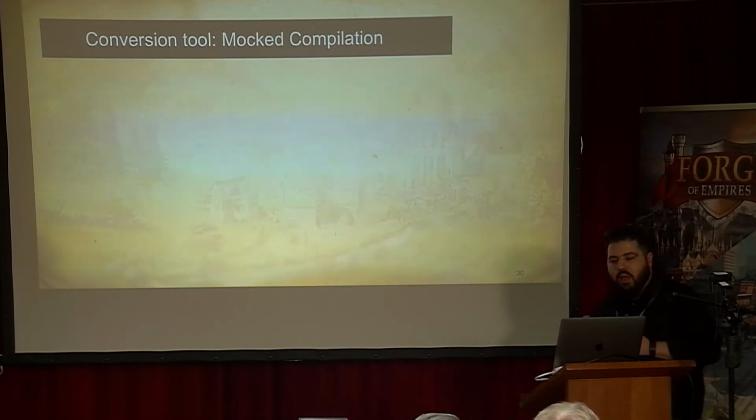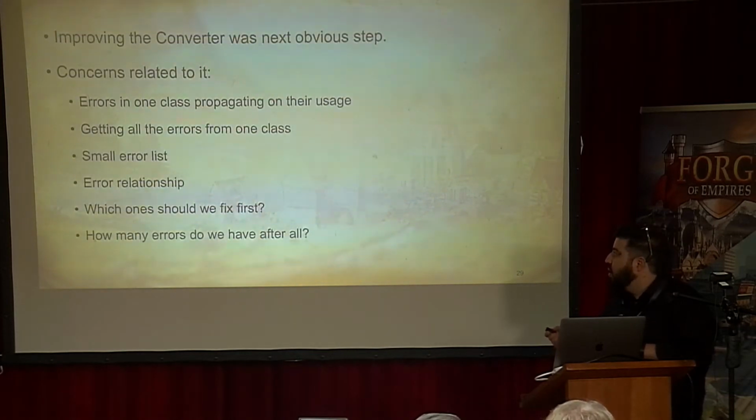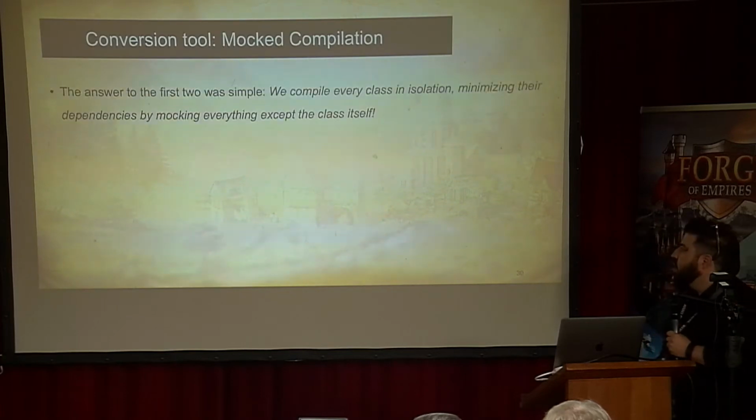And as an answer to the first two points that we had here, like not having the error cascading and getting the errors from one class, the solution is using mocks. So basically, we are going to compile every single class in isolation by using mocks. And because mocks don't generate errors and have minimum dependencies, this will just do it. And this thing of compiling in isolation is what we call a mocked environment.